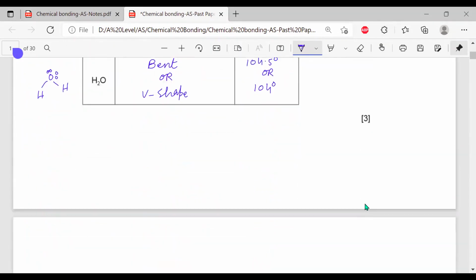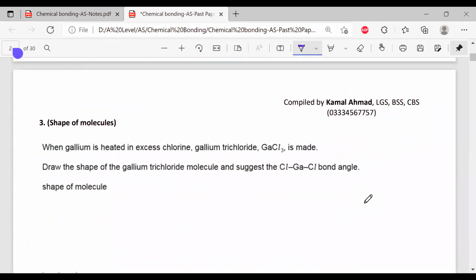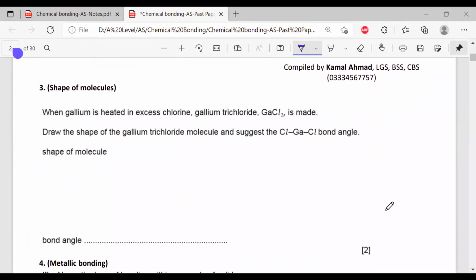And the next question is again related to the shape of molecules, and we need to write the shape and bond angle of gallium chloride. Gallium belongs to group number 3, and chlorine is a halogen belonging to group number 7, and we have learned that its shape is trigonal planar. And the bond angle is 120.